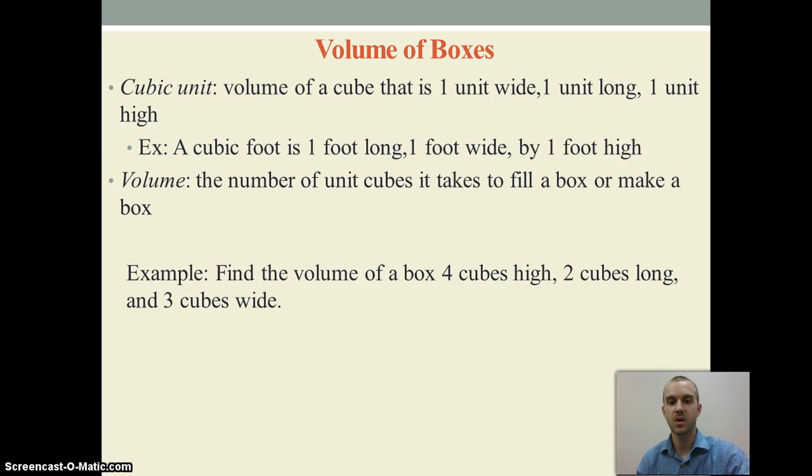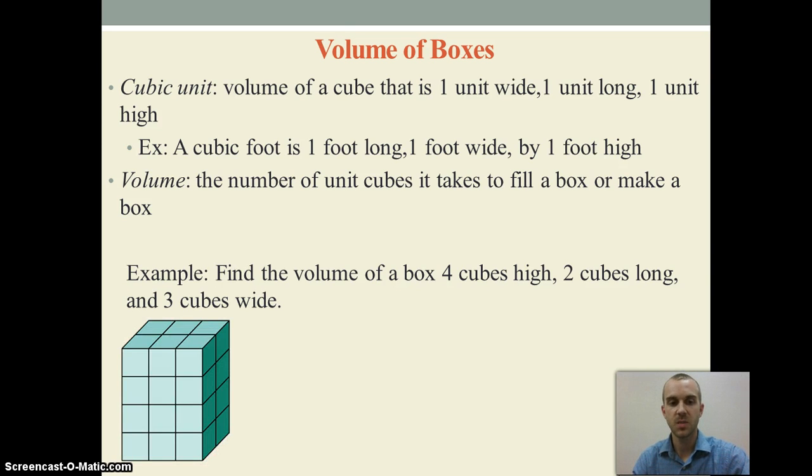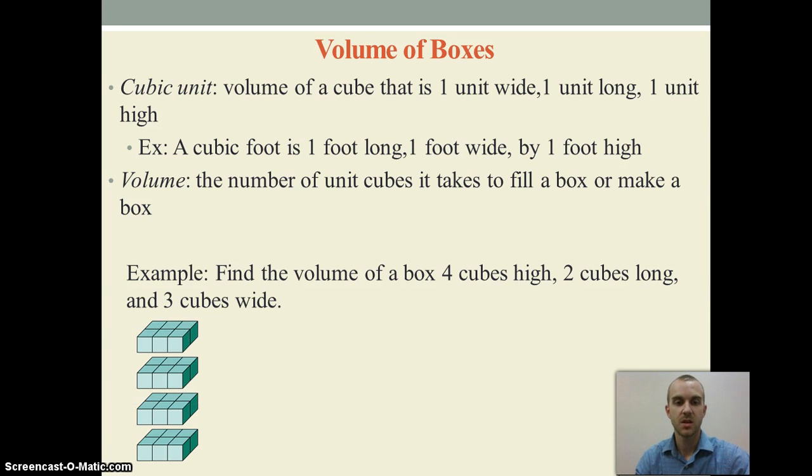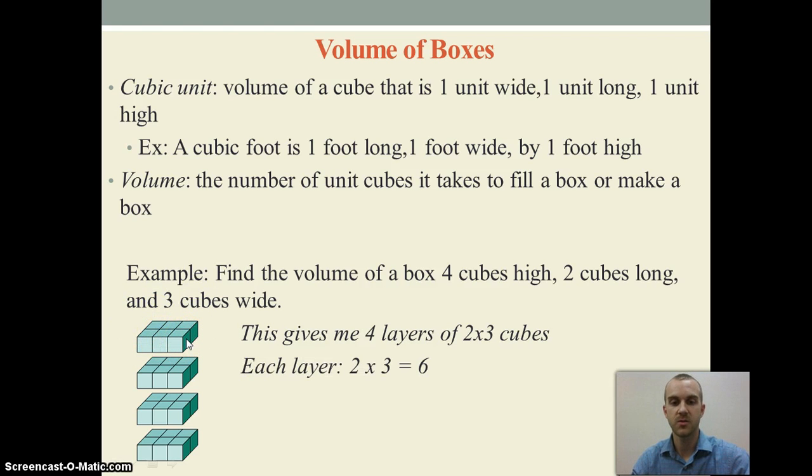So say we have the example of a box that's 4 cubes high, 2 cubes long, and 3 cubes wide. And we want to know how many cubic units that is. Well, here's my box. What I could recognize is that this represents 4 groups that are 2 by 3 units. And then I can say, well, 2 by 3 cubes means that there's 6 total cubes in that layer, and there's 4 layers. So 4 times 6 would give me 24 cubic units.